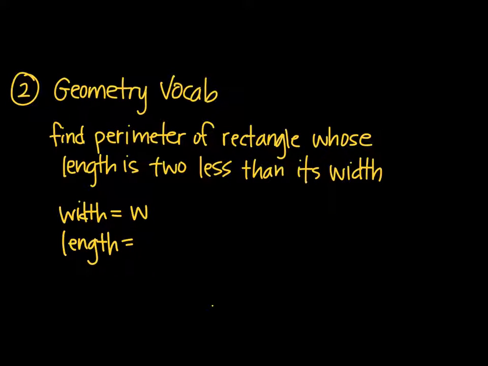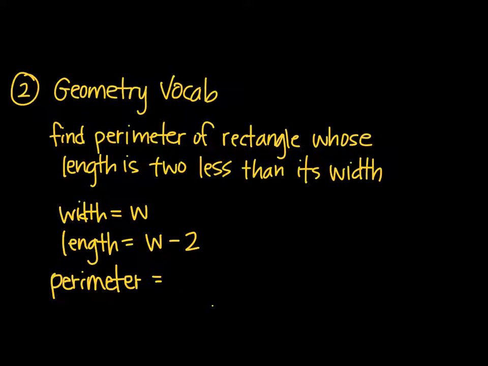So we talked about how to write that, where you have 2 less than. The 2 is less than, so it's smaller than the width. And so you have to write it as W minus 2. When it says less than, the 2 is the part that is the subtracted part. So you take the words, you change it into expressions for width and length. Then you need to write perimeter.